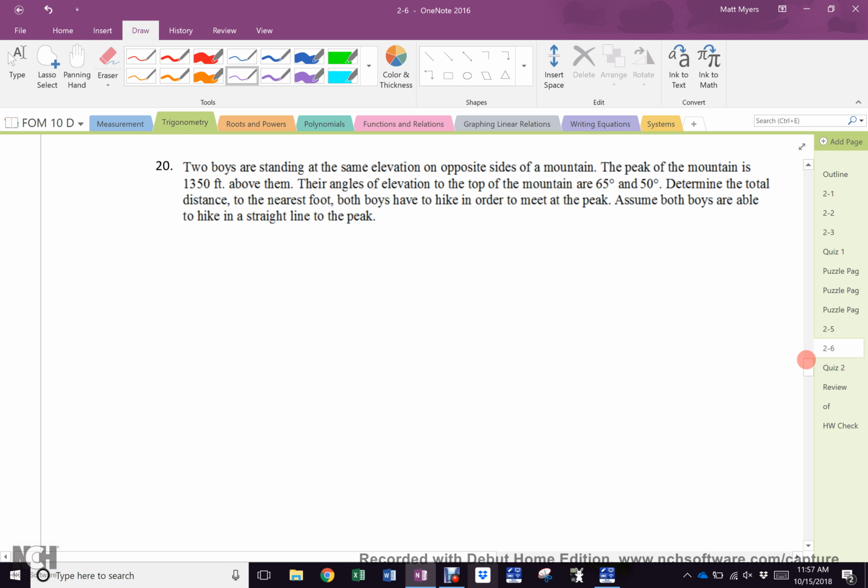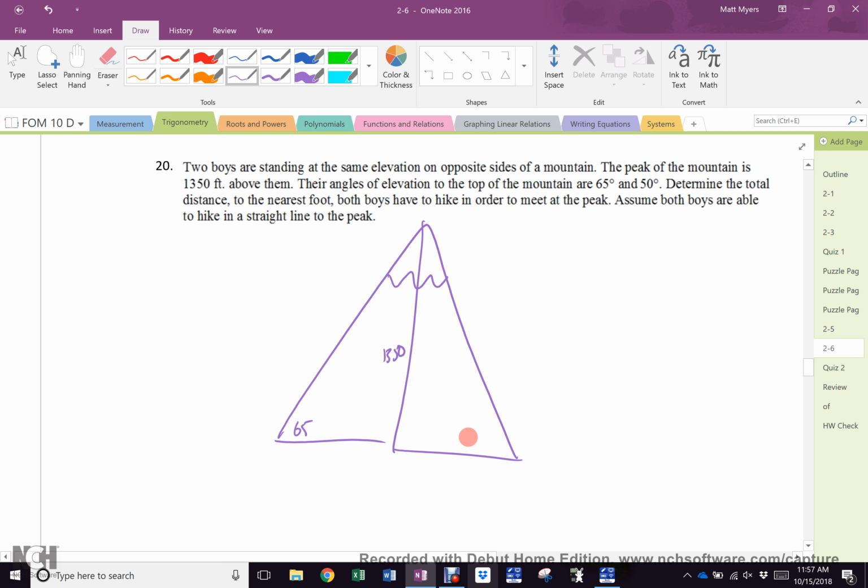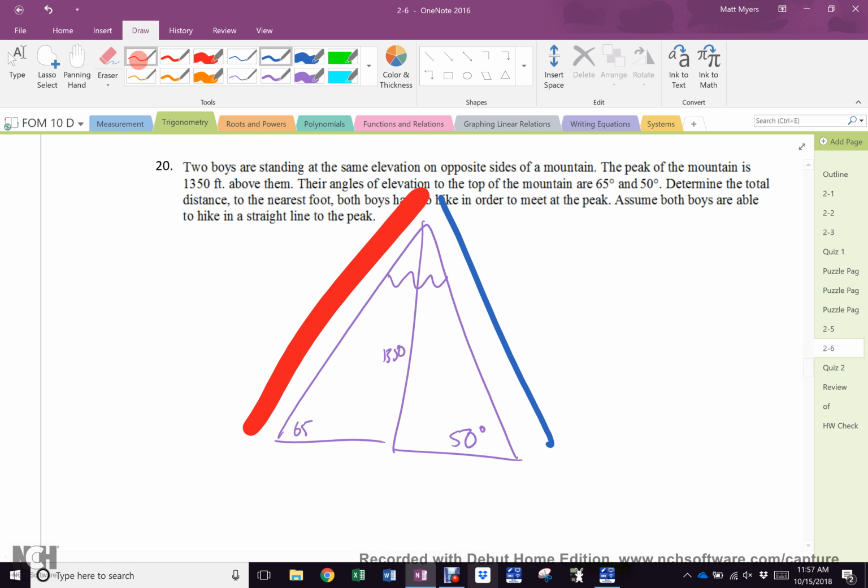Okay. 2 boys standing opposite sides of a mountain. Mountain. Boy 1 over here. Mountain, 1350. Boy 1 on the left, 65. Boy 2 on the right, 50. How far do they have to walk? So boy 1 has to walk there. Boy 2 has to walk there. Boy 1 is, what's that? Opposite.